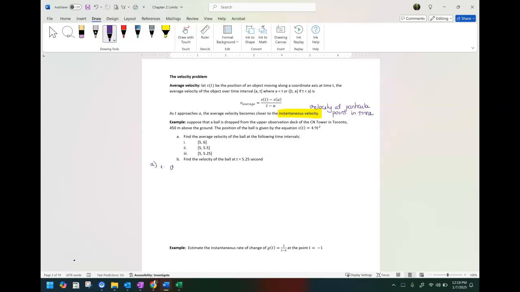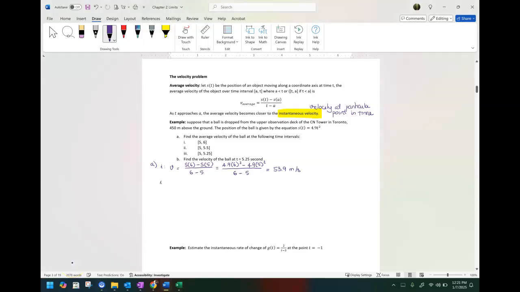Part A. So for the first interval, v is equal to S of 6 minus S of 5 divided by 6 minus 5. This is 4.9 times 6 squared minus 4.9 times 5 squared, divided by 6 minus 5. This is 53.9 meters per second.